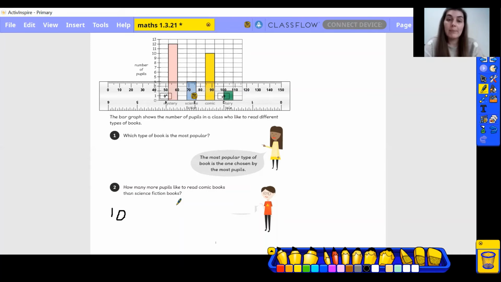Now, to work out how many more preferred comic books, I need to take away 4. So 10, take away the 4 children that liked science fiction. Now we know our number bonds to 10, so we know 10 take away 4 is 6. So 6 more children preferred comic books to science fiction books.